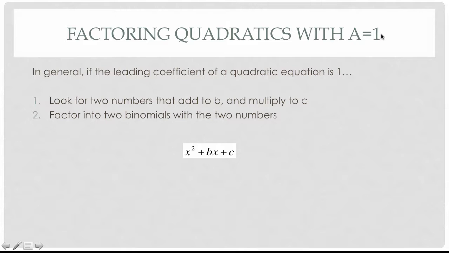All right, so in general, to summarize: if you have a quadratic equation, ax squared plus bx plus c, and your leading coefficient a is 1, you just look for two numbers that add to b but also multiply to c, and then it factors into two binomials with those two numbers.